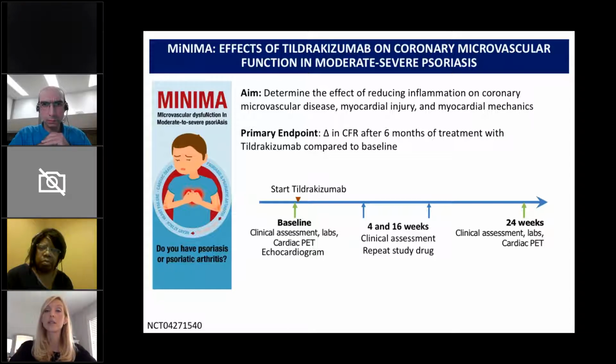We will be testing the drug tildrakizumab, which blocks the P19 subunit of IL-23, so ultimately this blocks the Th17-mediated pathway. We will test whether patients with moderate to severe psoriasis have an improvement in coronary microvascular function detected by CFR from cardiac PET after 6 months of therapy. We will furthermore study the relationship between CMD and myocardial mechanics with echoes that are performed at the baseline and follow-up. This was initially set to start in March, but due to COVID, it's been delayed, and we are hoping we'll get started in the next month or two.